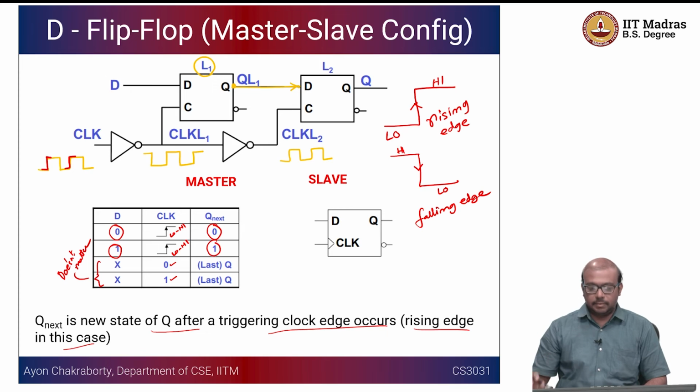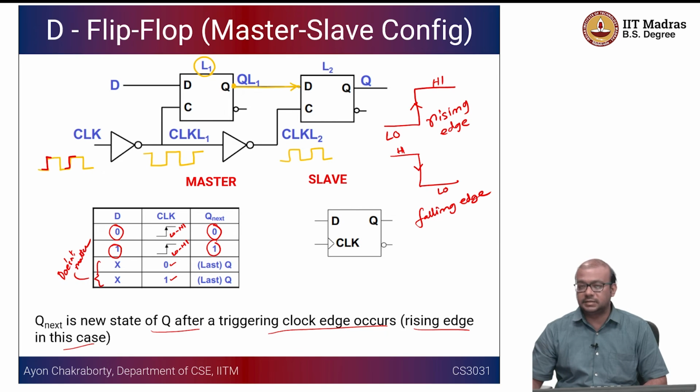Okay, so this is about your master-slave configuration in general. Now we are going to look at another master-slave configuration, and this is an example of the D flip-flop, which was made using two D latches.